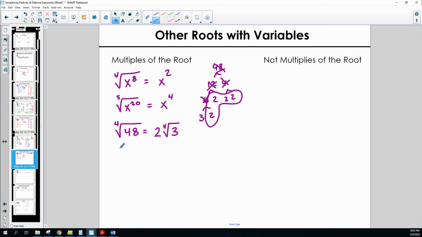So what we're doing is we're looking for 4 of the same number. If I had something like the fifth root of 1025 and I wanted to break that down, I would be looking for 5 of the same number.